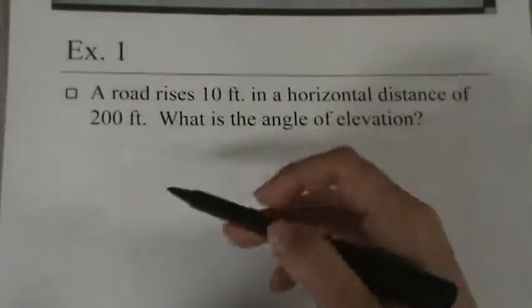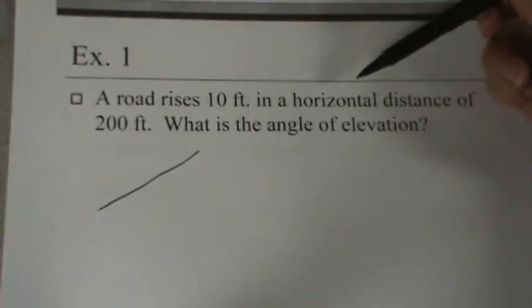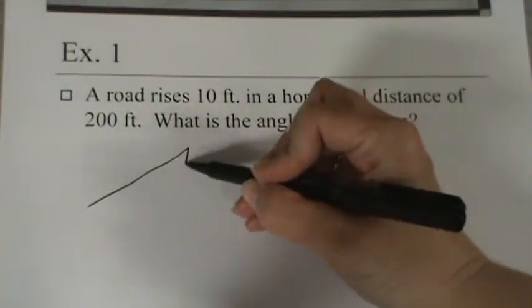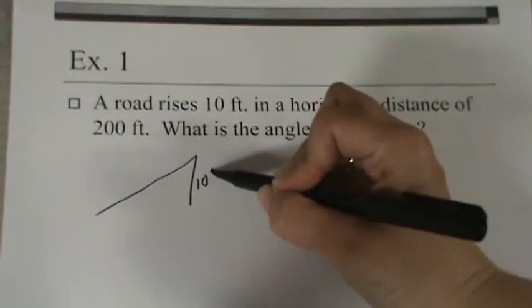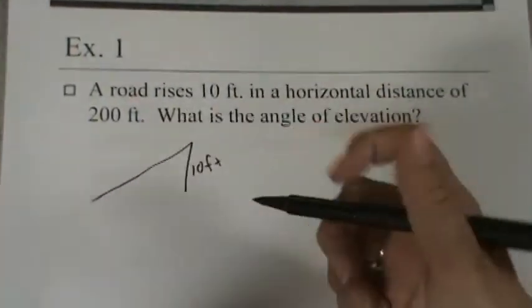So we're going to start with a problem here. We have a road rises 10 feet in a horizontal distance of 200 feet. What is the angle of elevation? So if we're talking about a road rising, we're going to draw a line here that represents my road. It rises 10 feet in a horizontal distance of 200 feet. So that 10 feet is representing a vertical distance, and a horizontal distance of 200 feet.